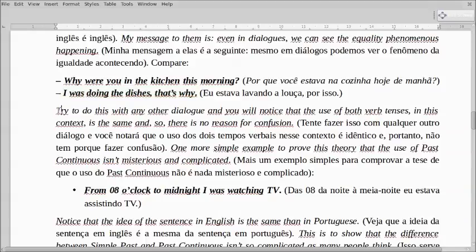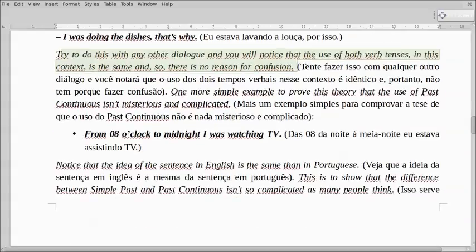So, try to do this with another dialogue, and you will notice that the use of both verb tenses in this context is the same, and so there is no reason for confusion. Então, tente fazer outros diálogos como esse, você vai perceber que o uso dos dois tempos verbais, neste contexto, é o mesmo. Então, não tem razão para confusão.